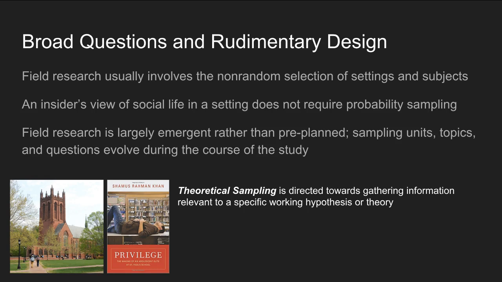Field research is largely emergent rather than pre-planned. So rather than selecting sampling units, the topics that the researcher is studying, the questions that they're asking, are continuously evolving during the course of the field research study. What's really important is something called theoretical sampling, and this is where the information that's gathered is relevant to the researcher's working hypothesis or theory.